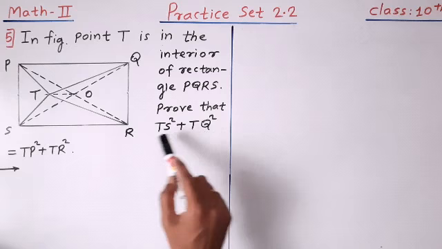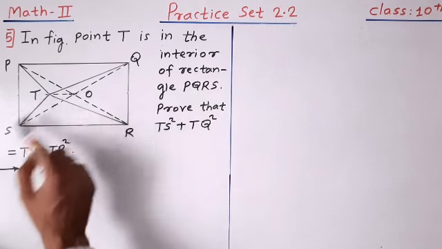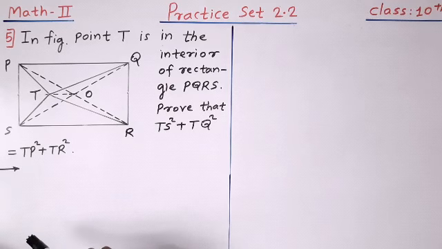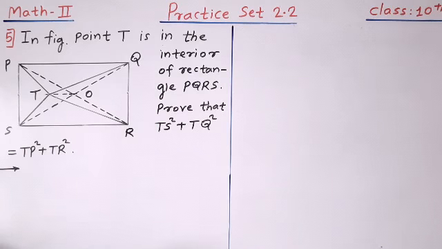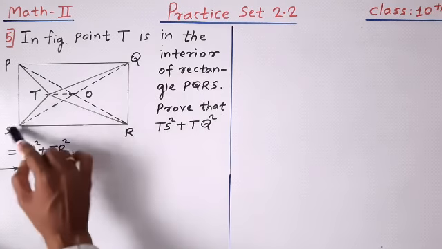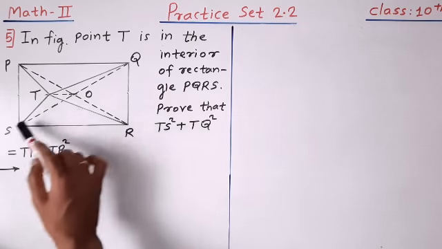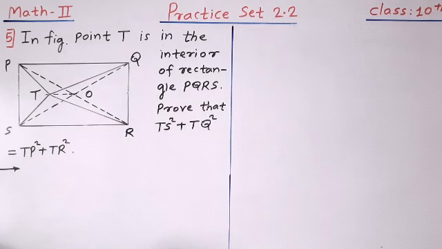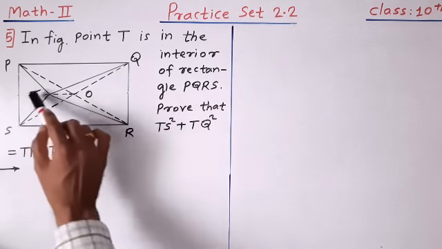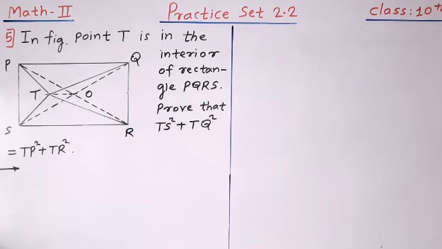If you look at the to-prove part, it is very clear that all the segments are drawn from point T and they reach the vertices of the quadrilateral. For the sake of simplicity, we have drawn the diagonals of the rectangle. Seg PR and seg QS are the diagonals of the rectangle and they are intersecting at point O. We have also drawn seg TO, means point T and point O are joined here.